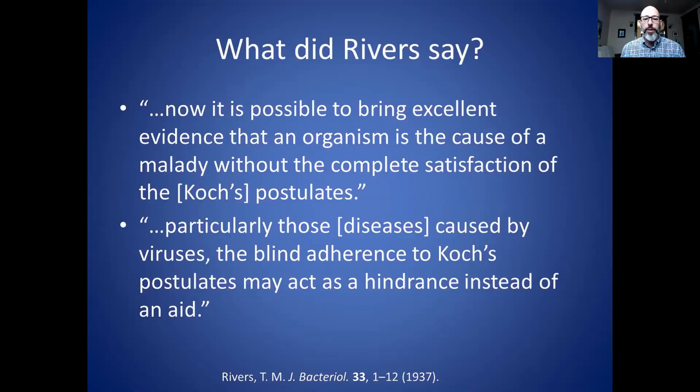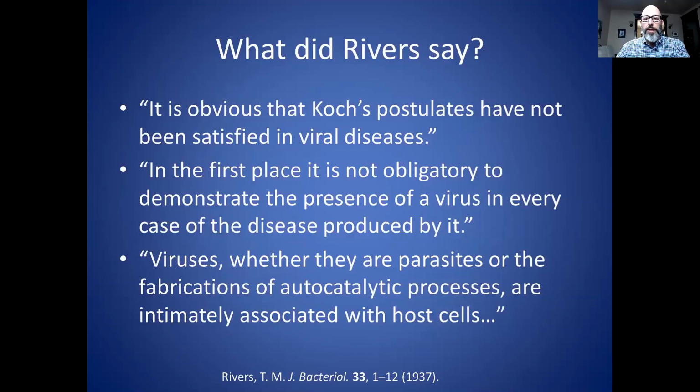Next quote is, "Particularly those diseases caused by viruses, the blind adherence to Koch's postulates may act as a hindrance instead of an aid." Well, I think this indicates that he may have been looking for a little bit of a shortcut, that maybe it was difficult to perform some of the steps. And this makes it a little bit easier to prove a virus is the cause of disease. And it's not good to let your outcome affect your reasoning when determining these things, but I'll still accept the Rivers criteria as valid. He said, "It's obvious that Koch's postulates have not been satisfied in viral diseases." Now, granted, this was in 1937, but up to that time, that was certainly as true as it is today.